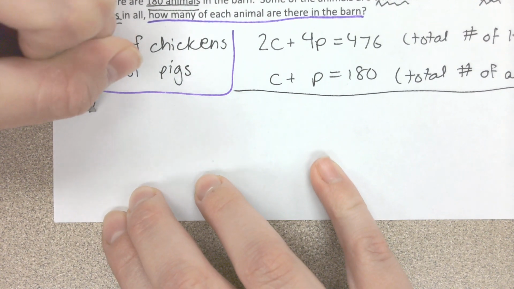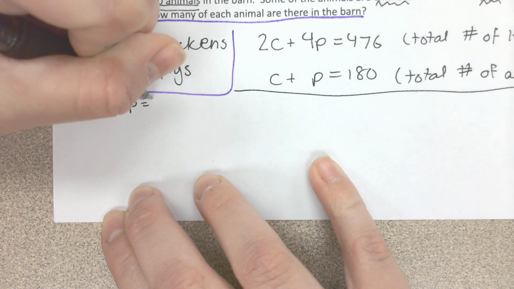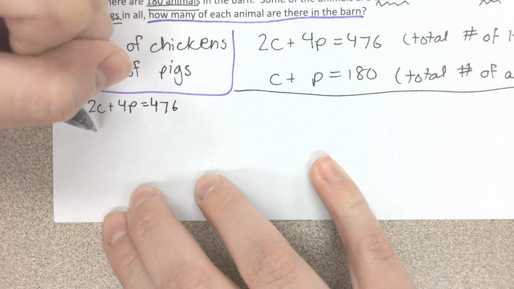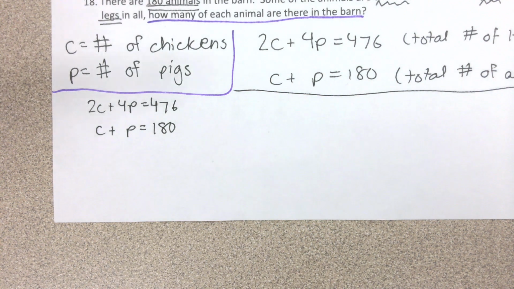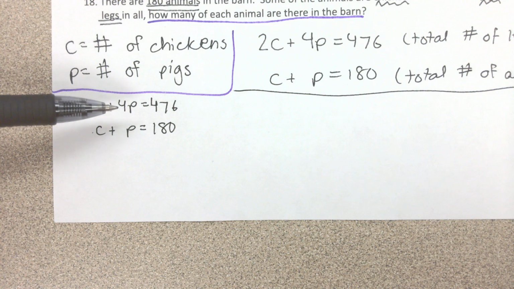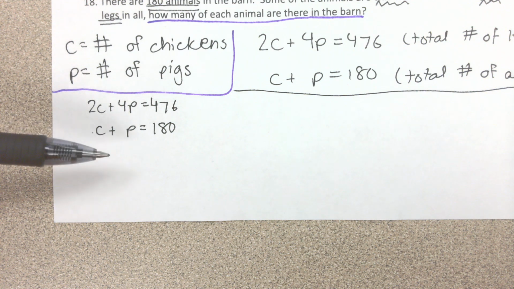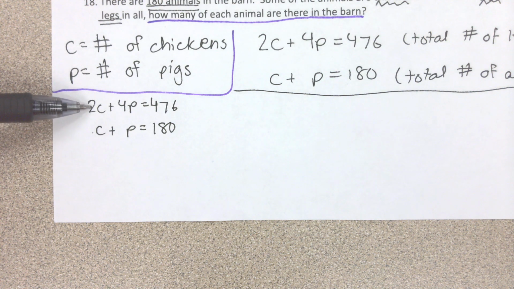So I have 2C plus 4P equals 476, and C plus P equals 180. Now I just need to get one of these letters to cancel. So I've got 2C and then just 1C: different numbers and different signs. Let's check out P. 4P and 1P, we have different numbers and the same sign, so that's not what we're wanting. So next we're just going to go with what sounds easier to do. For me, I would rather work with 2 than 4.